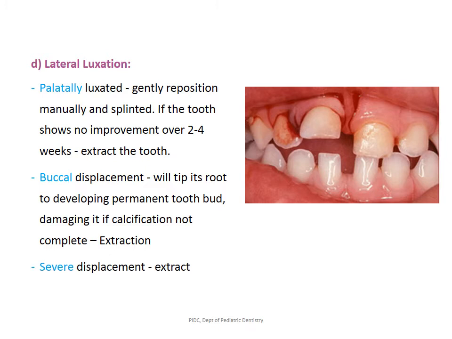then the tip of the root will damage the permanent tooth bud, especially if calcification of the permanent tooth bud has not taken place. Then the most critical treatment plan that we have to do is extraction of the primary tooth.